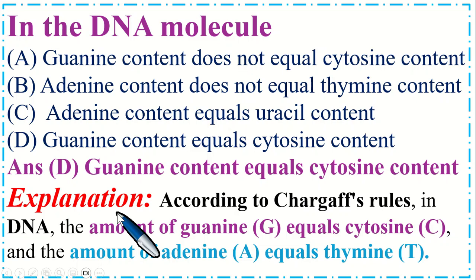Explanation is, according to Chargaff's rule, in DNA, the amount of guanine equals cytosine and the amount of adenine equals thymine.